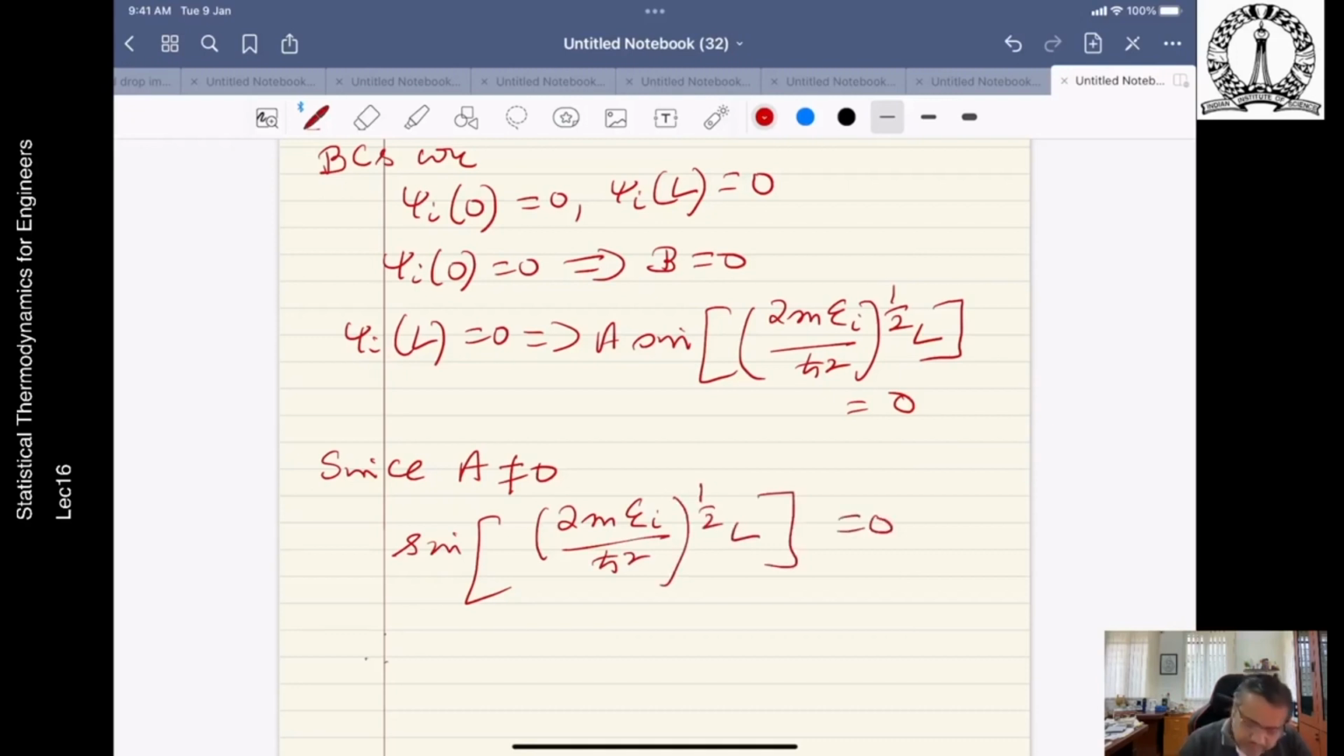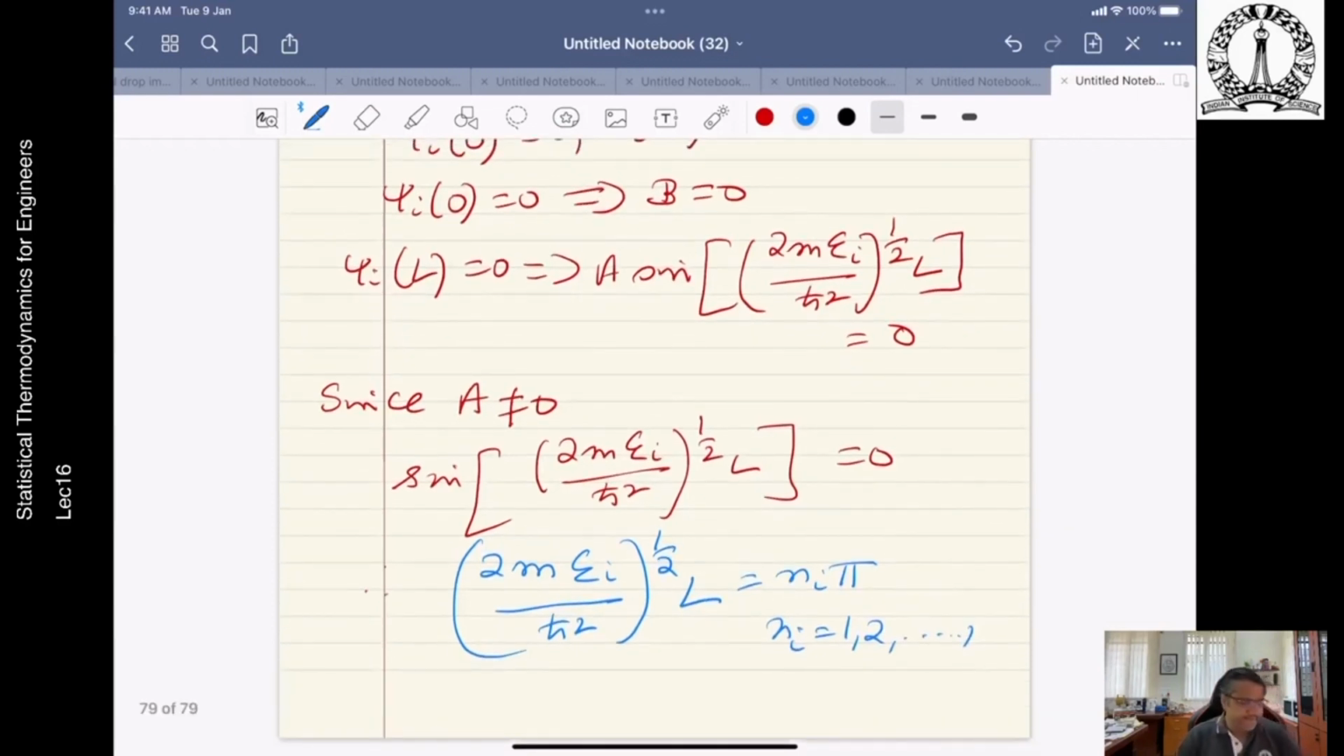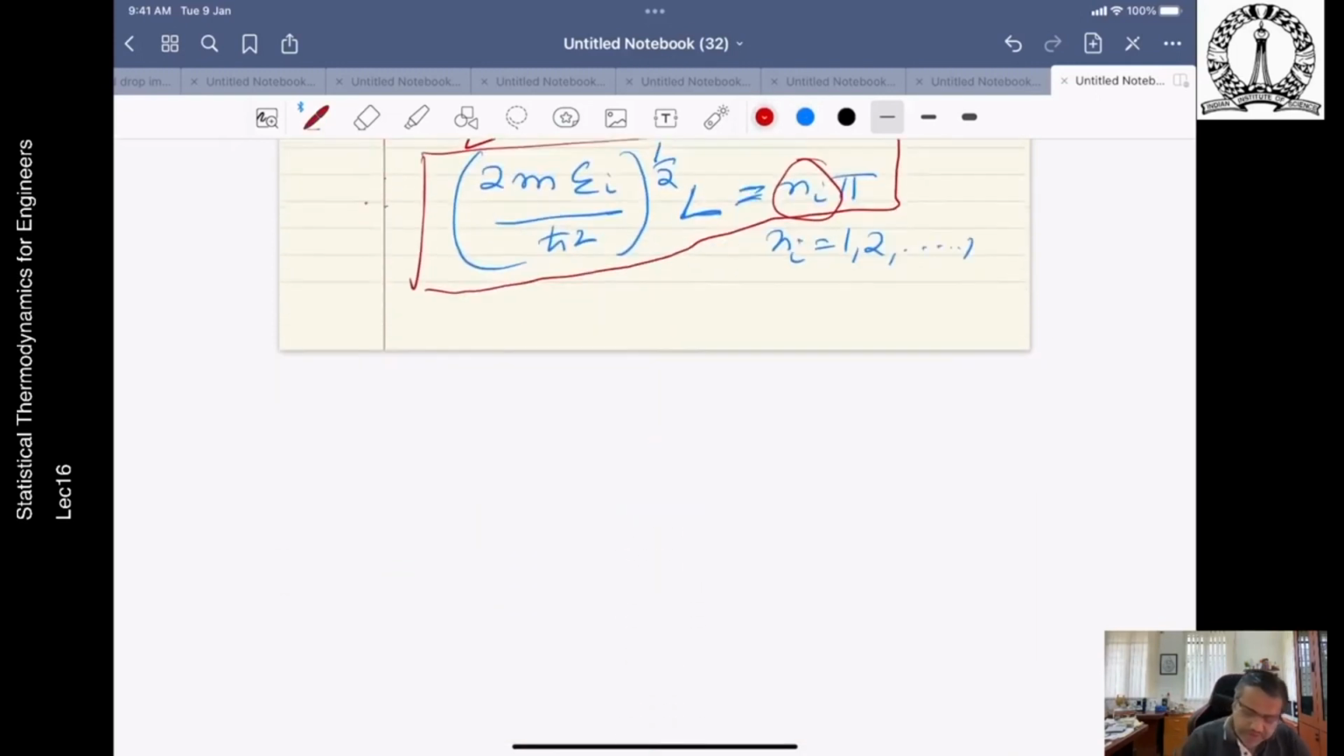Therefore, the square root of 2m E_i over h bar squared times L is equal to n_i pi, and n_i is equal to 1, 2, 3, and so on. This is the point we are familiar with. There is already quantization that you see coming right over there.